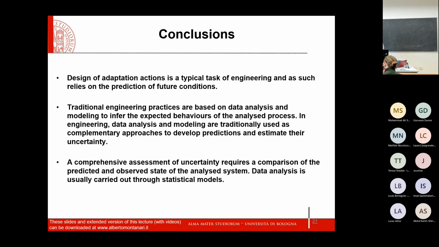Okay, some conclusions to this first introduction. Design of adaptation action is a typical task of engineering, and traditional engineering practices are still valid. And a comprehensive assessment of uncertainty, it's not easy. And here it's explained in more detail. So now we still have to understand how to make the design, how to choose between different alternatives, and this will be discussed when we talk about decision theory.